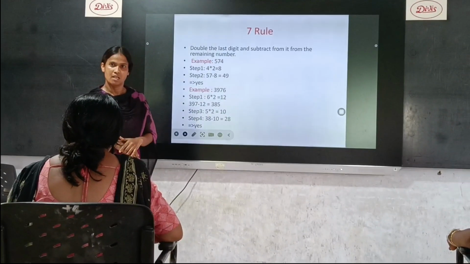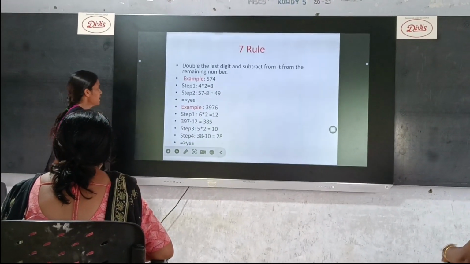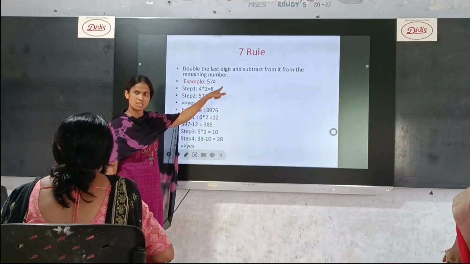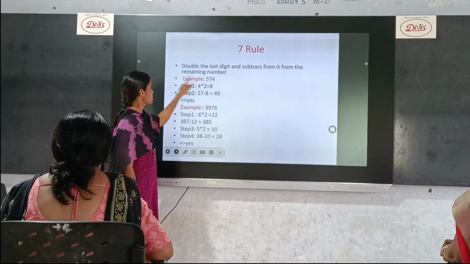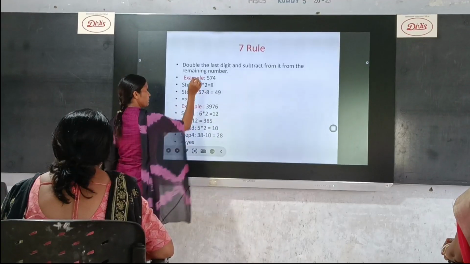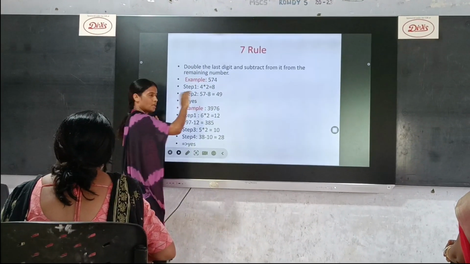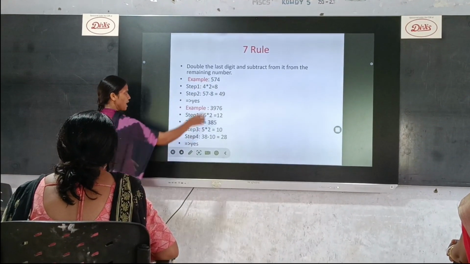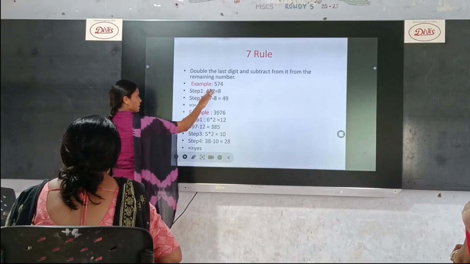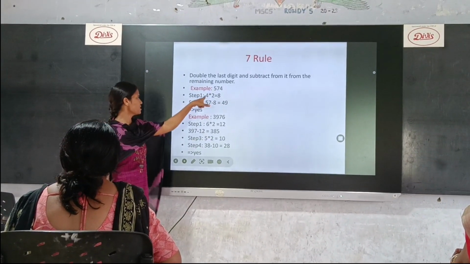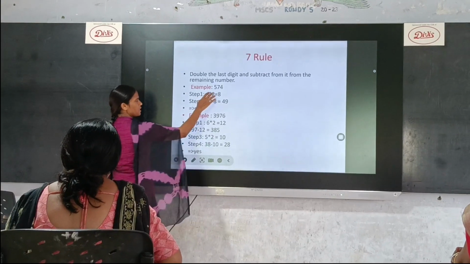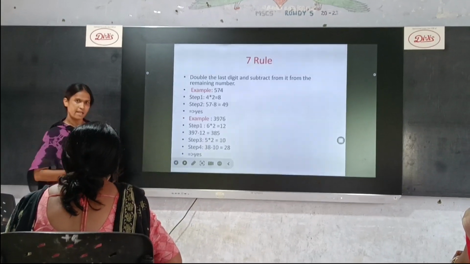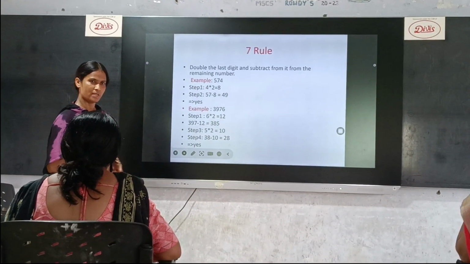Other rules. What does that mean? The 7th rule is, if you take any number, multiply the last digit, that means the units place, by 2 and subtract it from the remaining number. Here I take 574. The last digit is 4. Double the last digit, that is 8. 4 into 2 means 8. The remaining number is 57. 57 minus 8 is 49. 49 is in the 7th table, so it is divisible by 7.